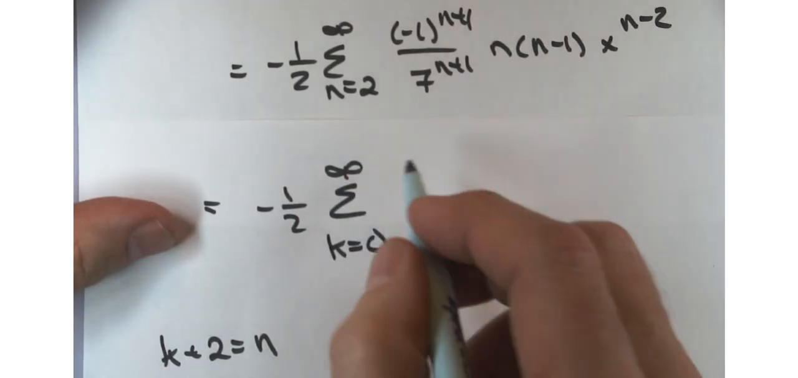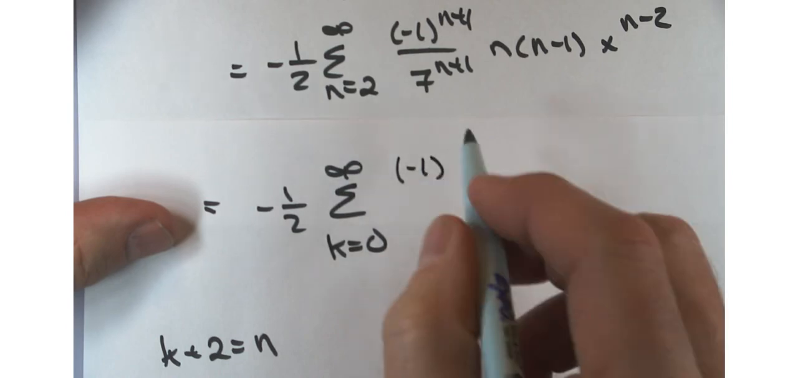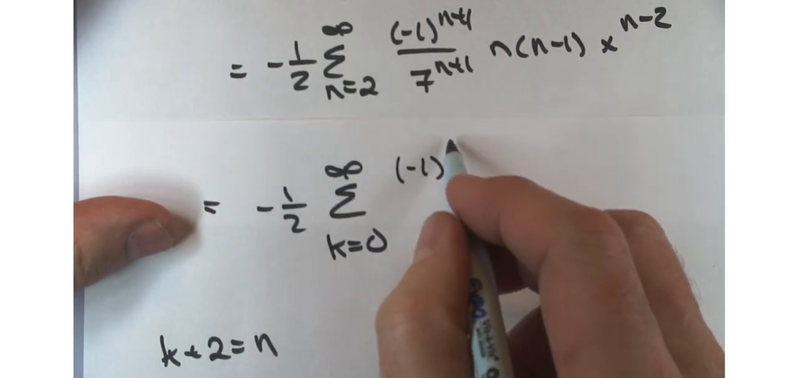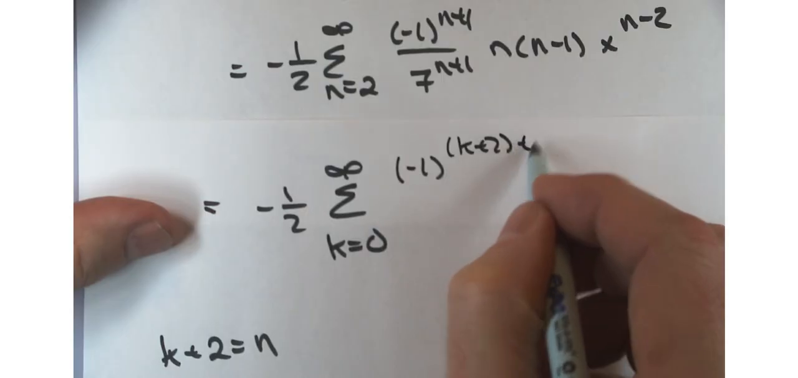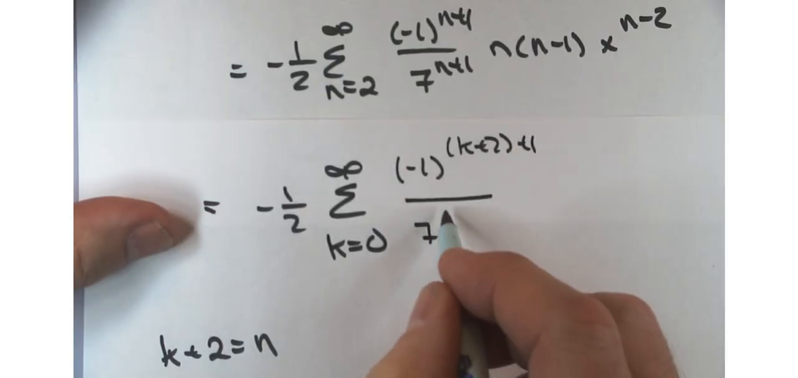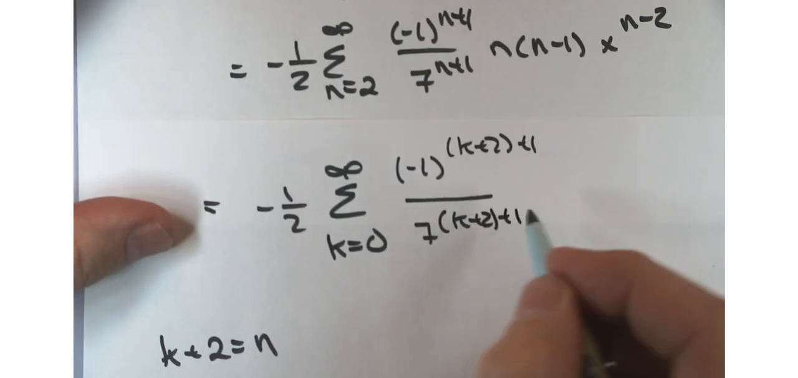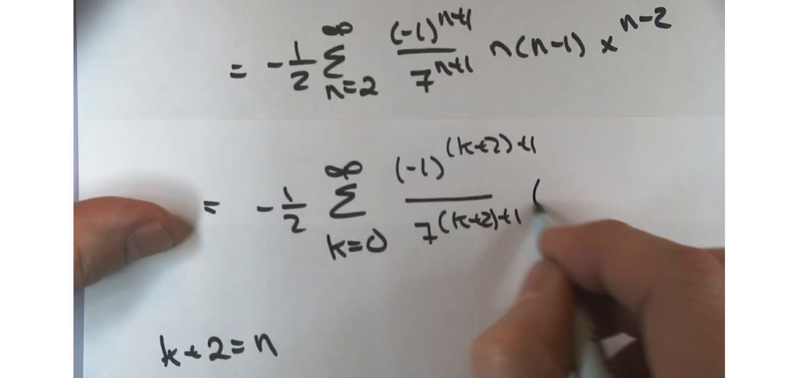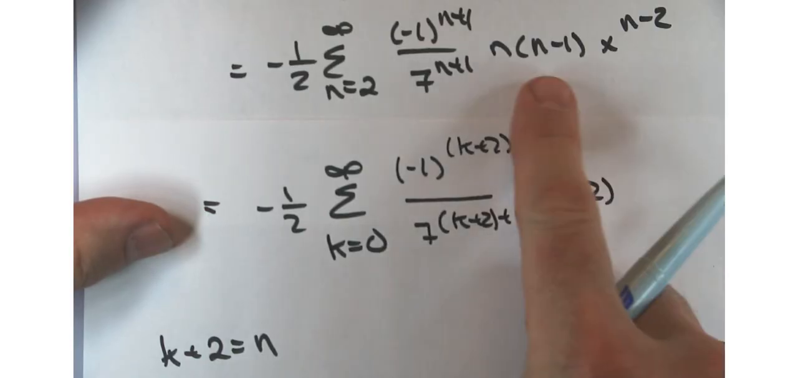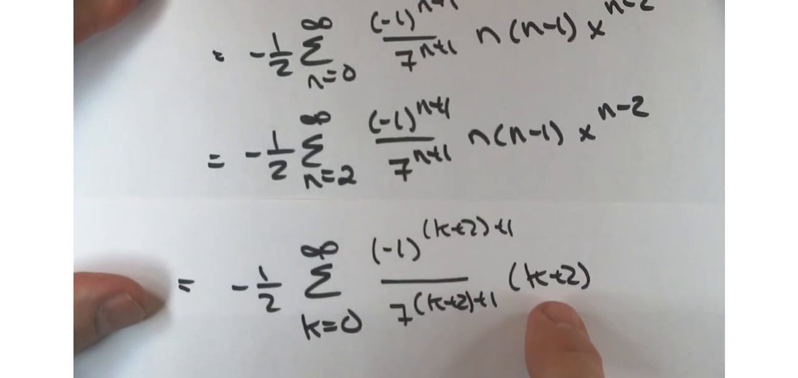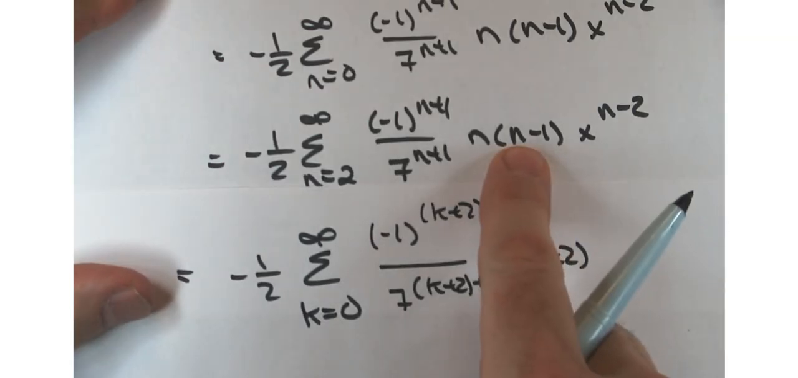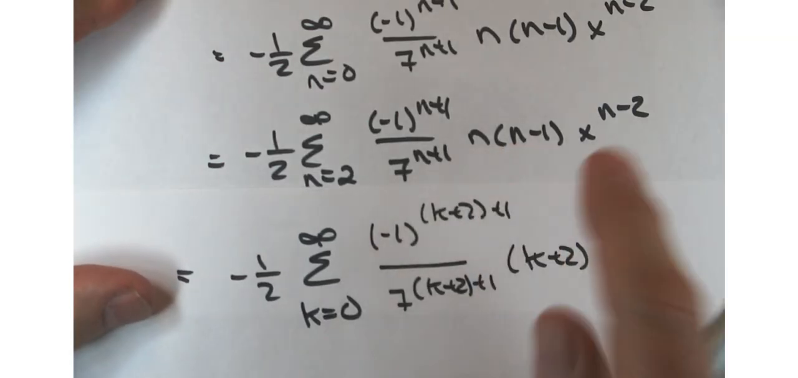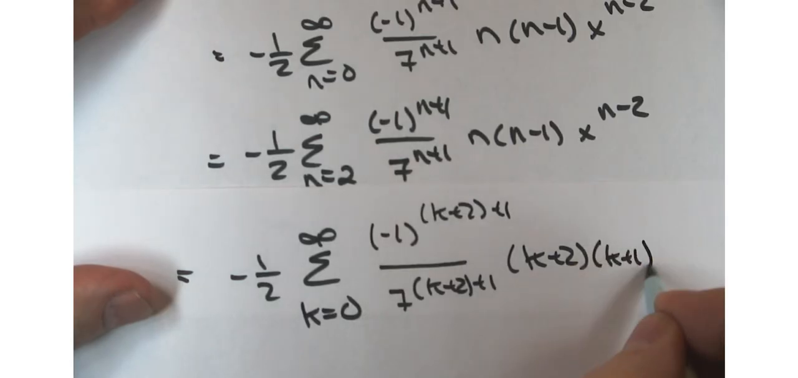I can substitute in some things up here: (-1)^(k+2+1) over 7^(k+2+1). And then instead of n, I'm going to have k plus 2. What's my next term going to be here? If I put in a k plus 2 here, you're going to have k plus 1. And if I put in a k plus 2 here, I'll have x to the k power.